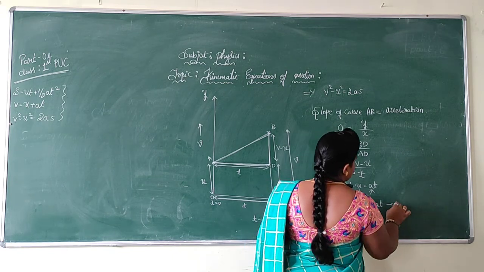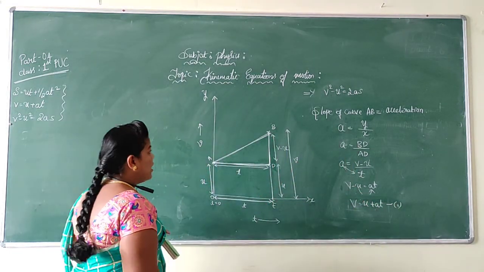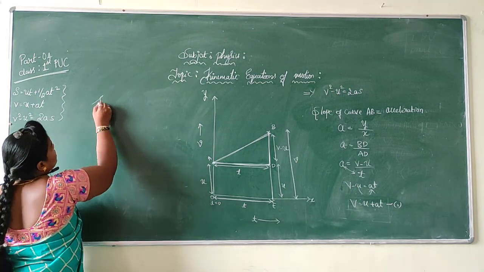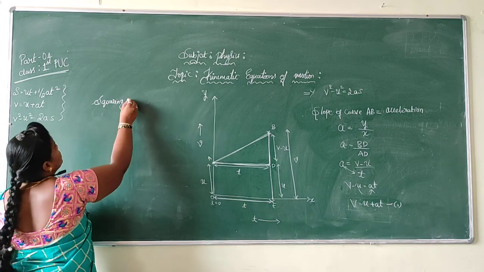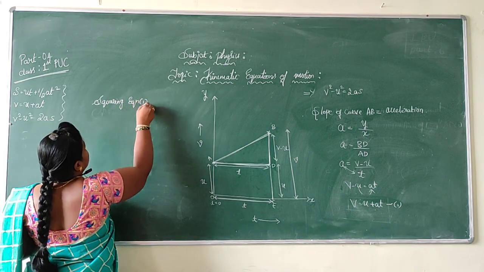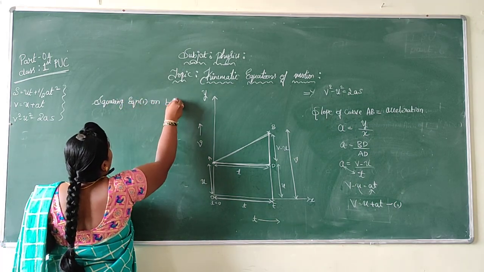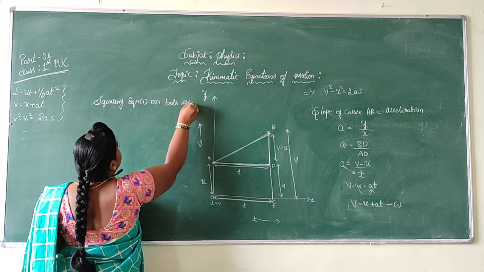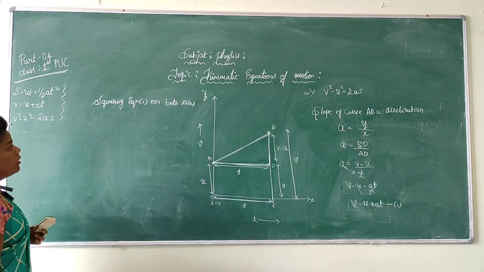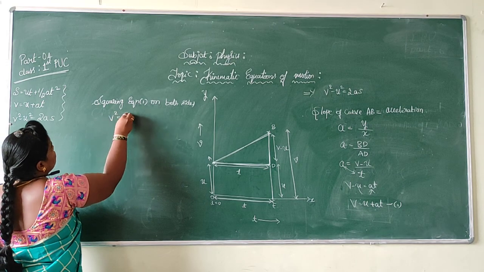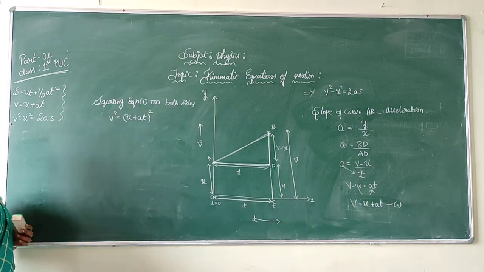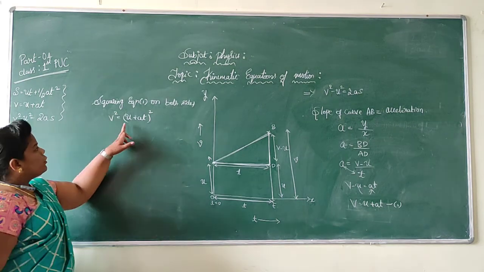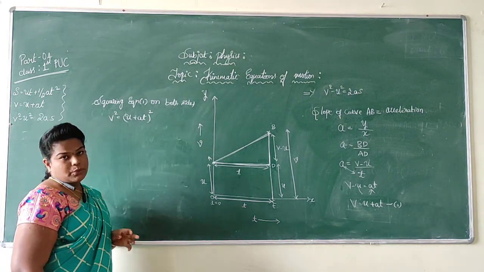This is equation number 1. Now I am squaring equation 1 on both sides. So what happens now? V squared is equal to U plus AT, whole square.